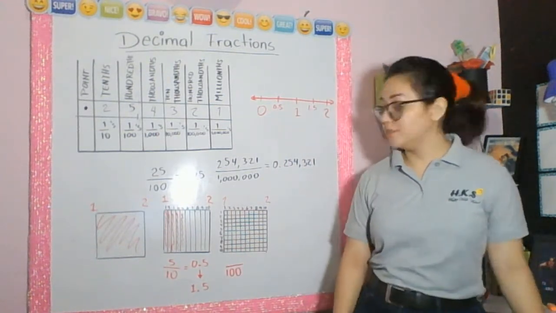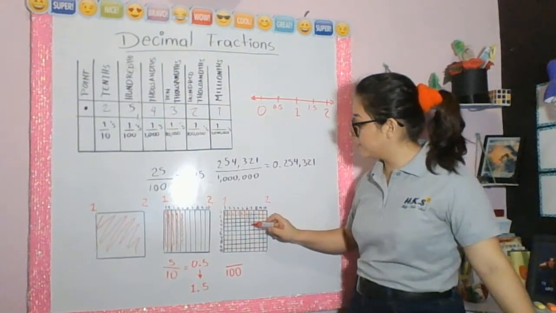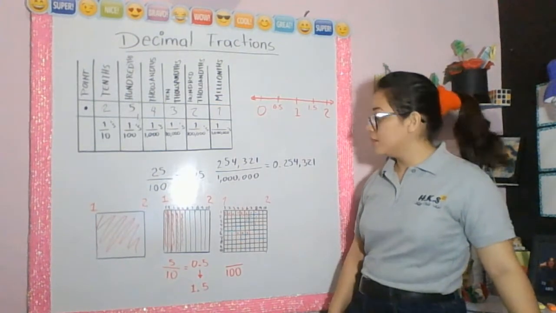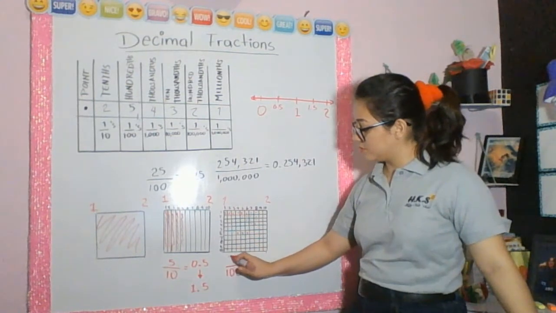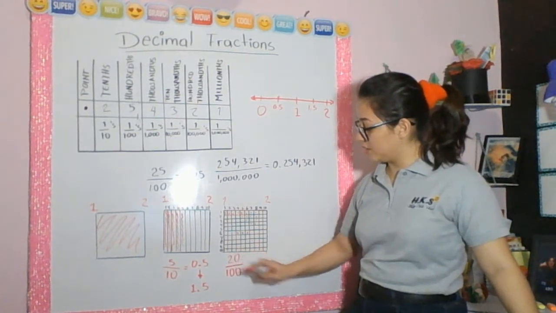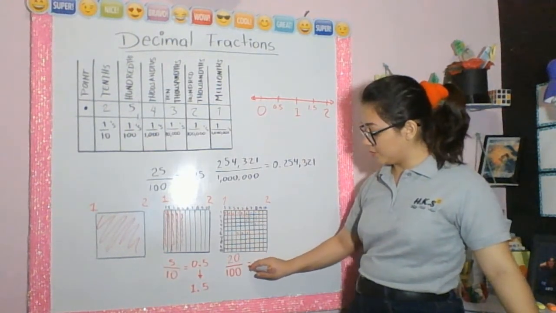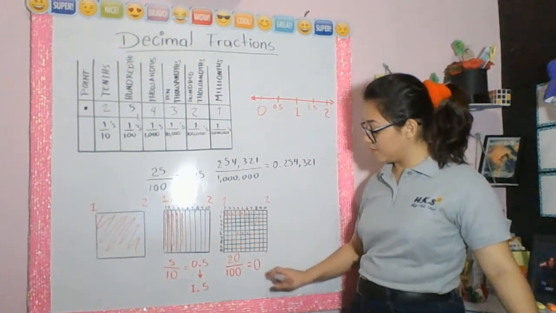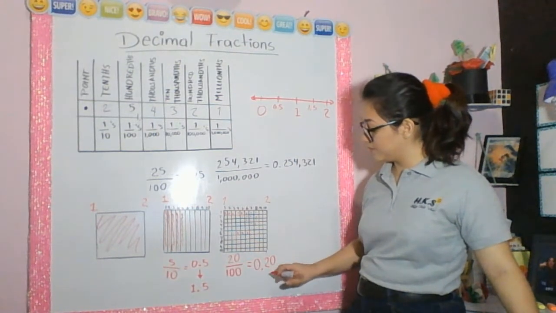By 100. So what if we paint 1, 2, 3, 4, 5, 6, 7, 8, 9, 10, 11, 12, 13, 14, 15, 16, 17, 18, 19, 20 spaces? What if we paint 20 spaces? Y si pintamos 20 espacios, that means that I'm going to have how many? 20 between 100. And that would be 0 and 20 hundredths.